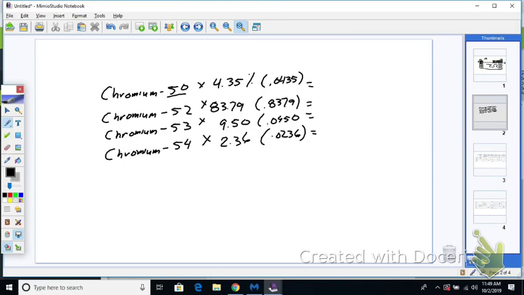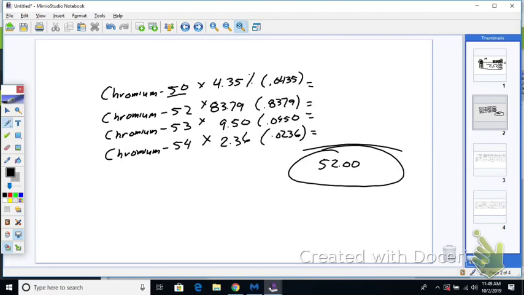Then when you add those all up, I'm not going to share those with you, but when you add them all up, if you look at the periodic table for chromium, it should come up to be 51.996, or we could say 52. If we rounded it, it should be 52.00. Did you guys get that?